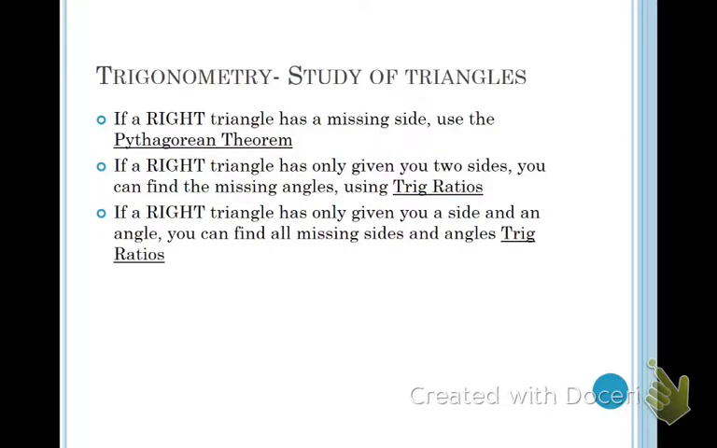And the last, if a right triangle has only given you a side and an angle, so one side, one angle, you can find all the missing sides and the angles using trig ratios. So trig ratios help you find anything in a right triangle, the sides, the angles, anything that you need. So I highlighted right, or I put it in bold or capital letters, whatever you want to say, because in like a week, we're going to be dealing with non-right triangles. So these things only apply to a right triangle.